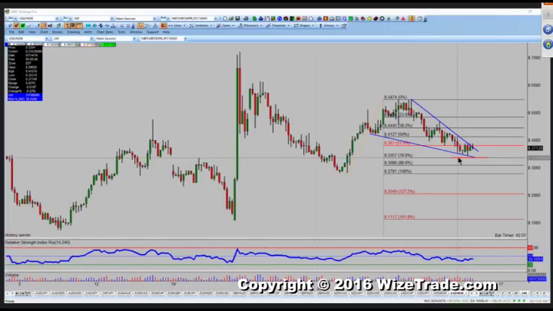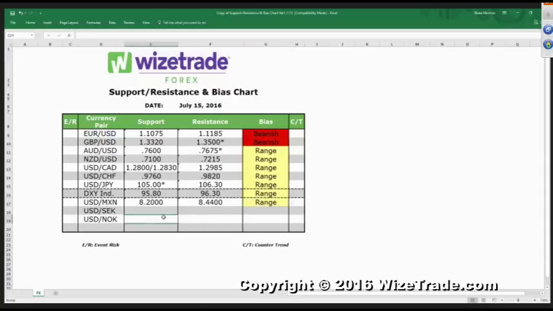Okay, 8.33. I'll write that down as support, 7.86. I don't know where resistance is. I guess we could say that previous support right here is 8.41, 8.33, and I just don't know if there's a lot to do here.